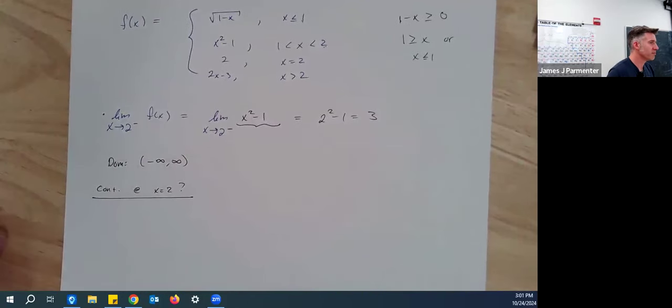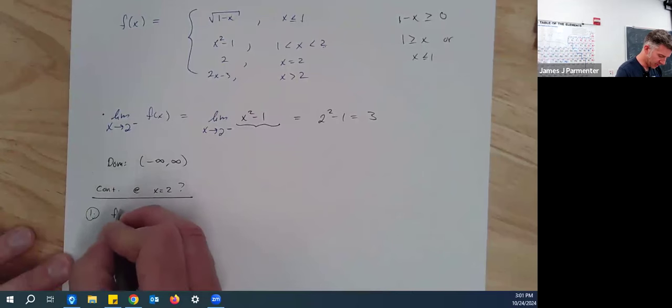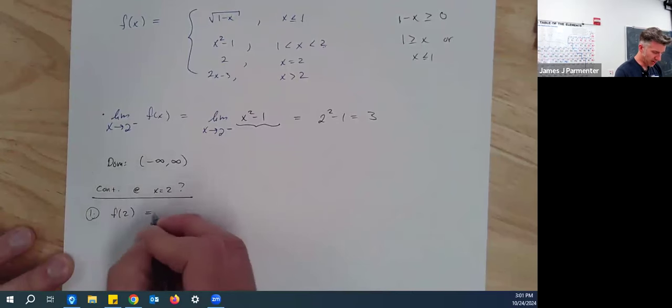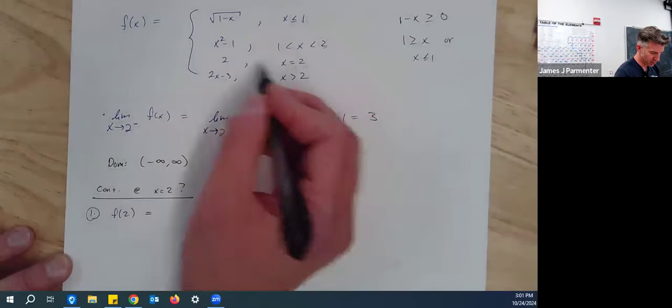The answer is no. But we should show more work. Here's the work you should show. We're going to check the three things until one of them doesn't check out. Does the function exist? Does the limit exist? And are they equal to each other? But as soon as one of those fails, you can stop and say not continuous. So let's look at part one. Does f of 2 exist? Well, yeah, f of 2 is equal to 2. They told us if you plug in 2, you get back 2.